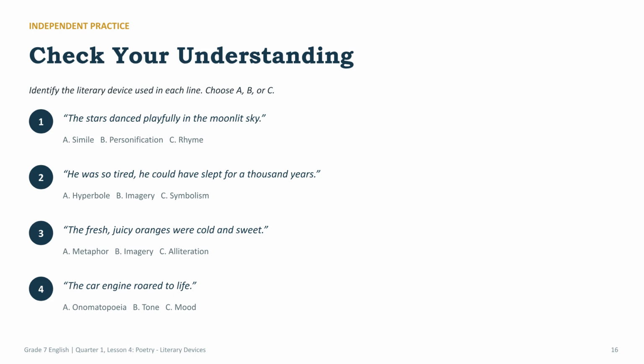Item 3. The fresh, juicy oranges were cold and sweet. Is this A. Metaphor, B. Imagery, or C. Alliteration? Pause and choose. And item 4. The car engine roared to life. Is this A. Onomatopoeia, B. Tone, or C. Mood? Pause and choose your final answer.